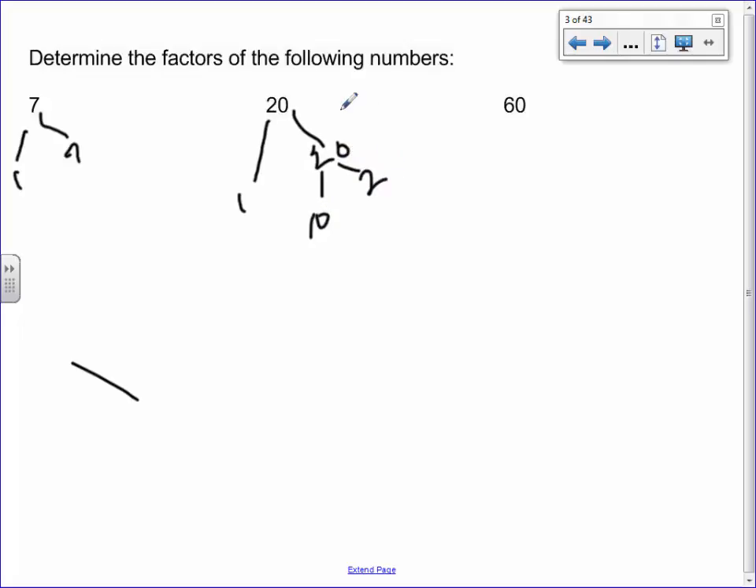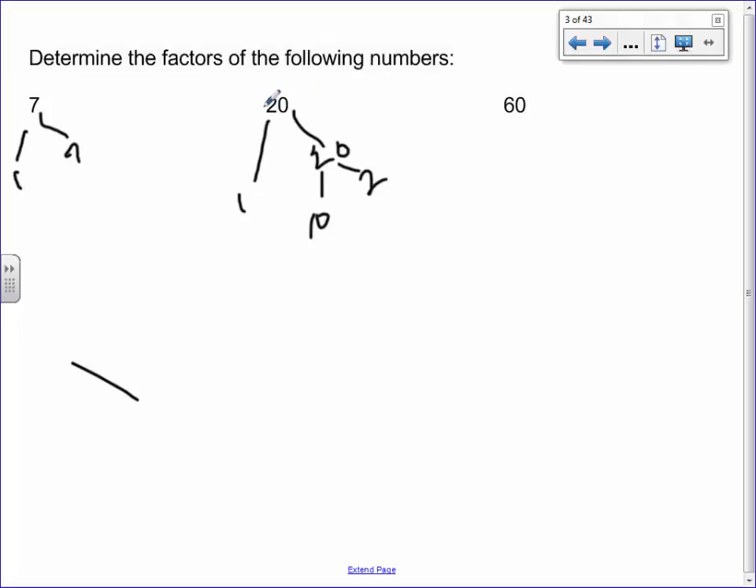And we're not going to go any further right now because we're going to talk about what a prime factor would be. 3. Okay, 3, because it only has 2 factors, 1 and itself. I can't break 3 down into further factors.